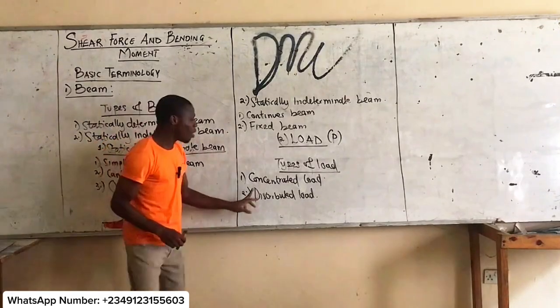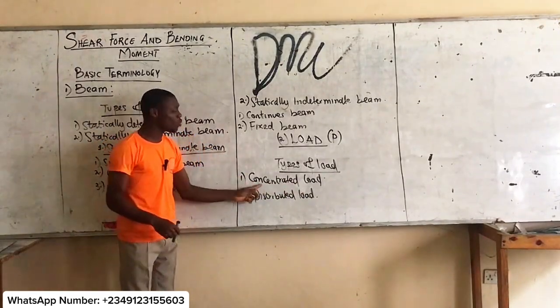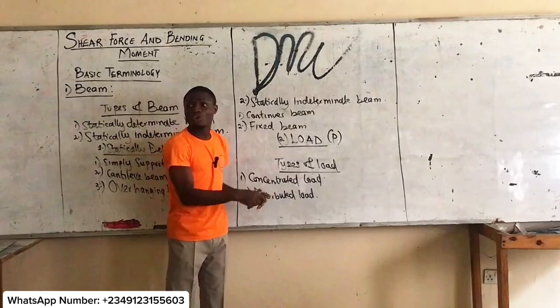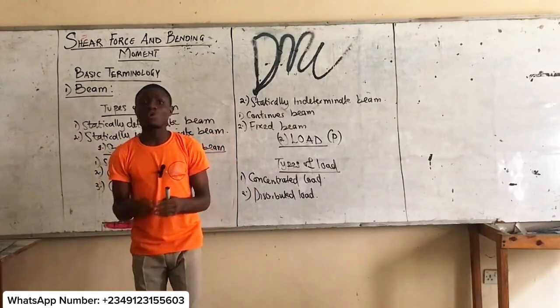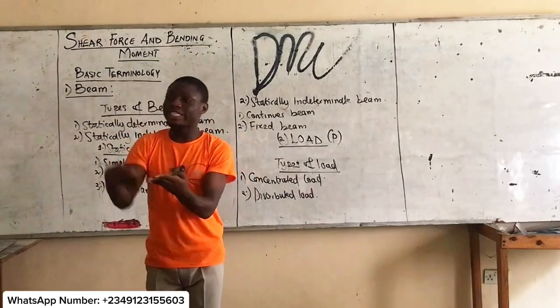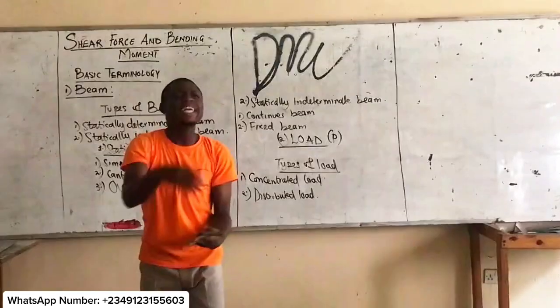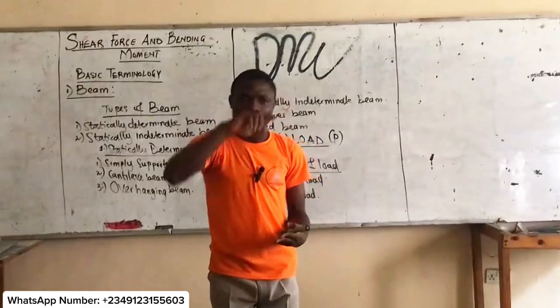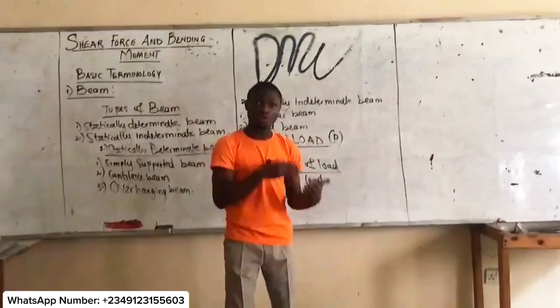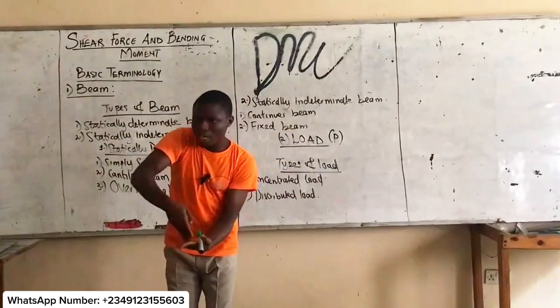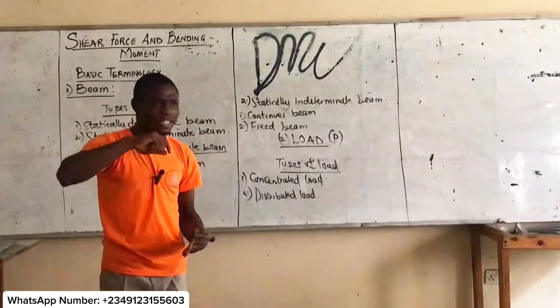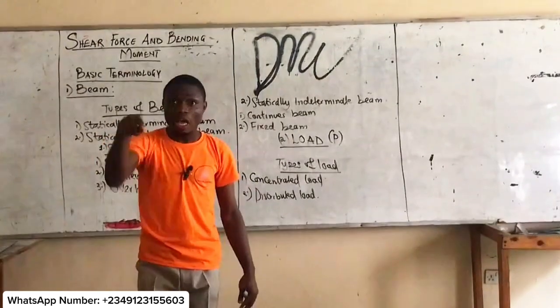Now look up, we have the point load, also called concentrated load. A point load is a load that acts at a point. Now in real life, does it exist? We said a point load is a load acting at a point. In real life, does that exist?